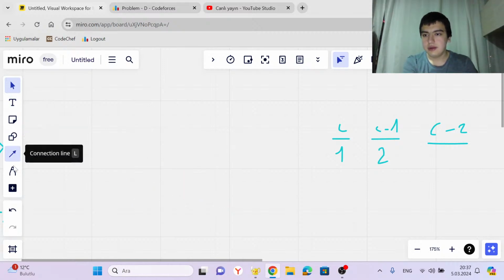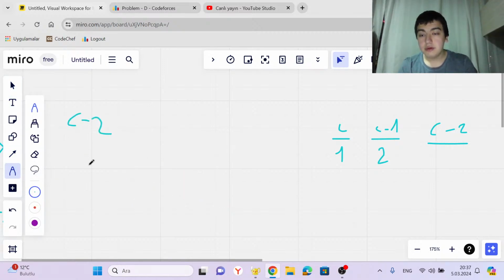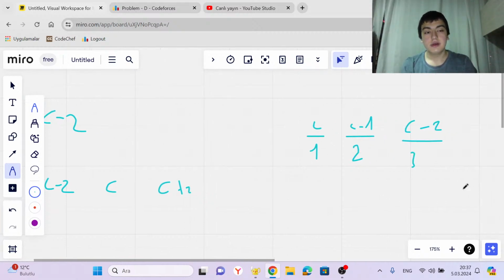Okay. In C minus 2, we can select C minus 2. We can select C. We can select C plus 2, because C plus 2 plus C minus 2 will be 2C. So there are three cases.